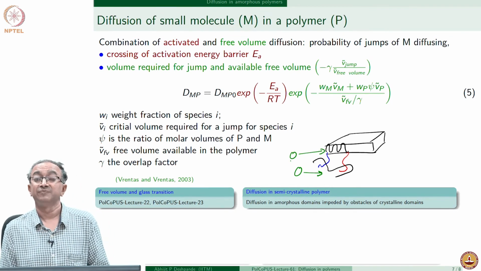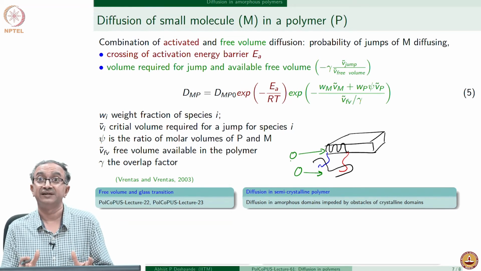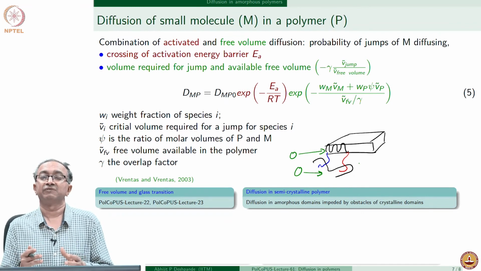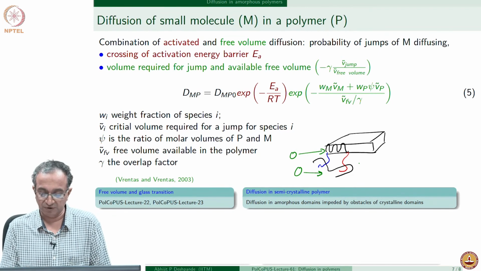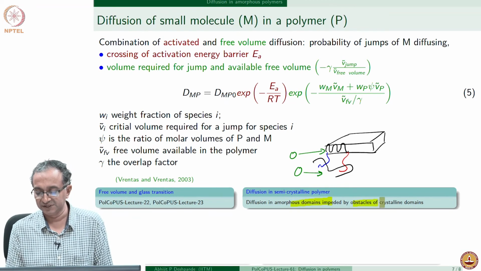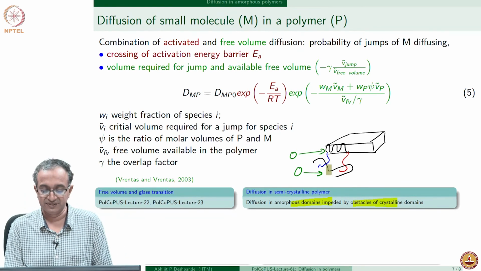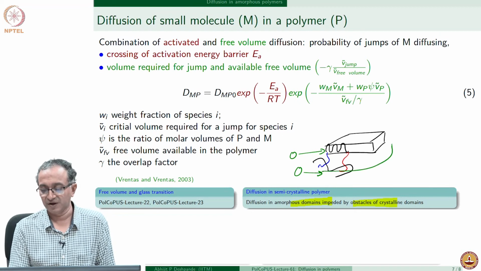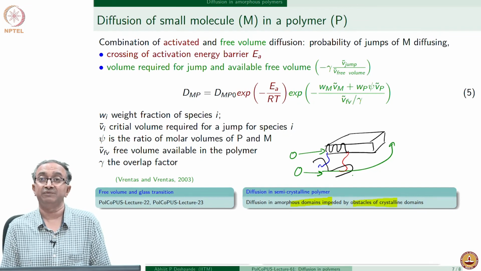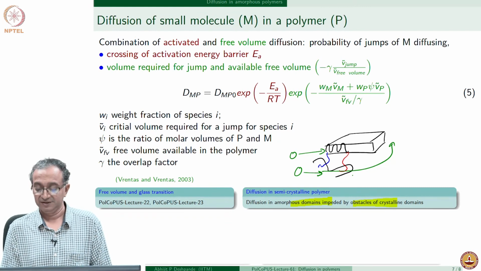You can clearly see that depending on the size of the molecule, it may not be able to diffuse through the crystalline lamella, but it may be able to diffuse through the amorphous region where free volume availability is always much larger. So, this is almost as if there is diffusion in an amorphous polymer, but impeded because there are some obstacles. The crystalline portions act as obstacles, and therefore the diffusing molecule has to travel around in the amorphous domain by avoiding the crystalline domains. So, there are impediments posed by the crystalline domains.